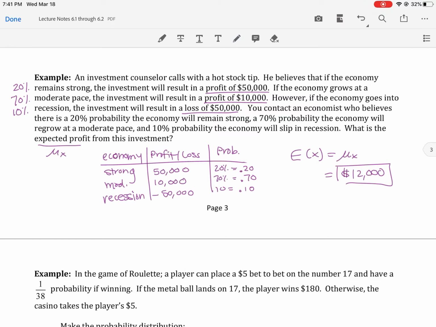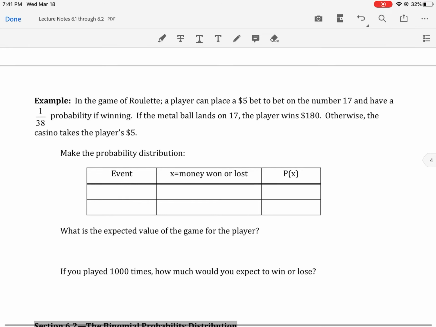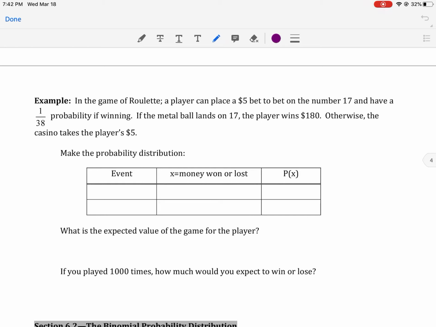Okay, let's look at one more. In a game of roulette, a player can place a $5 bet on number 17 and have a 1/38 probability of winning. If the metal ball lands on 17, the player wins $180. Otherwise, the casino takes the player's $5.